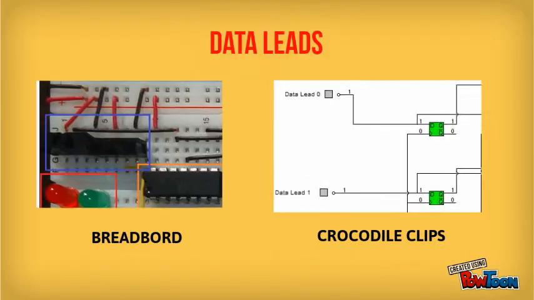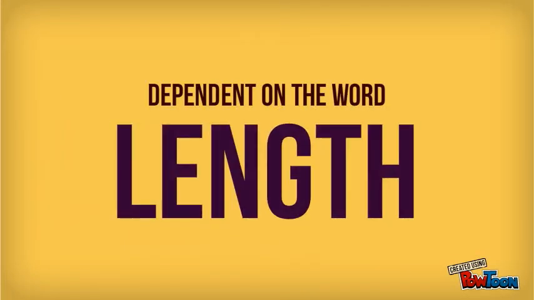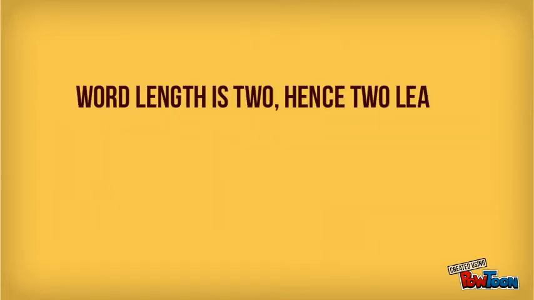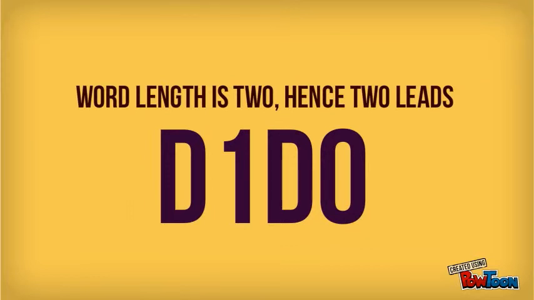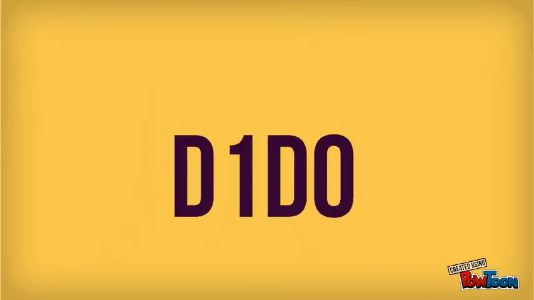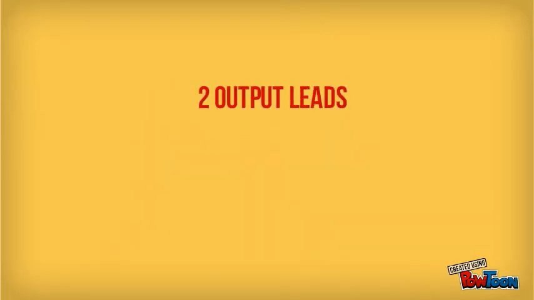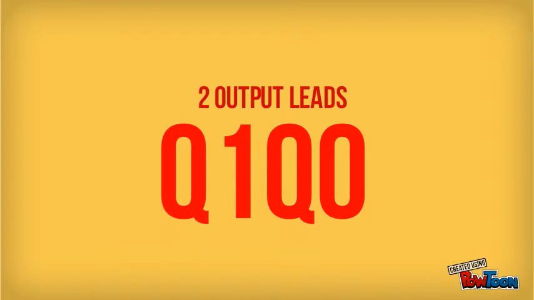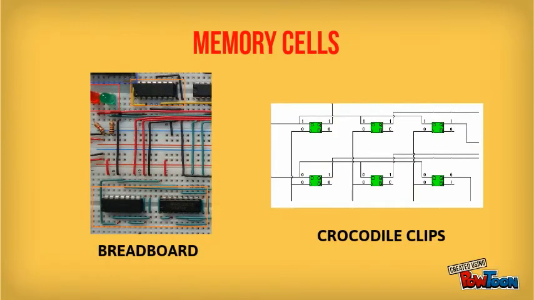The next component is the 2 data leads. The data leads are dependent on the word length. Since the word length is 2, then there are 2 input data leads, D1 and D0. Corresponding with the data leads are the 2 outputs, Q1 and Q0. The outputs can be represented by LEDs. In this case, they are the green and the red LED.